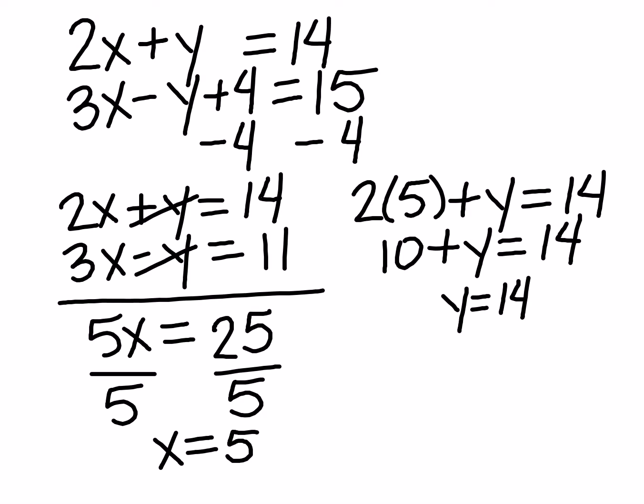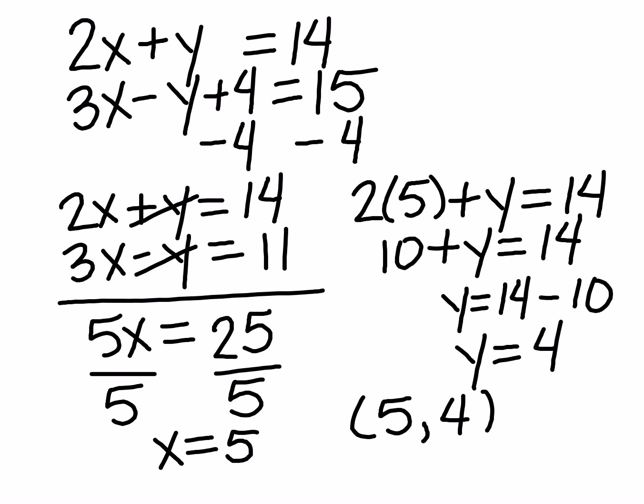If I move the plus 10 to the right of the equation, it changes from positive to negative. So y equals 4. Writing my answer as an ordered pair, I have 5, 4.